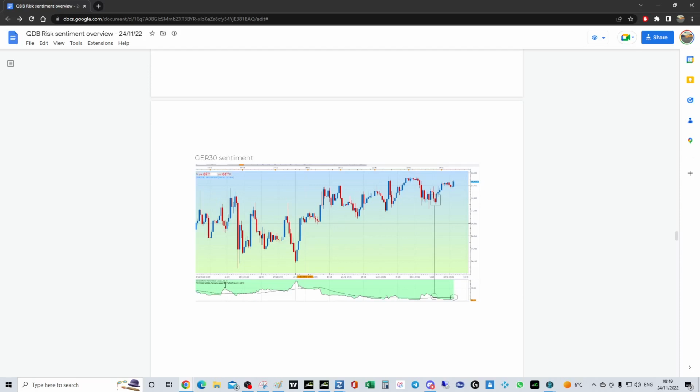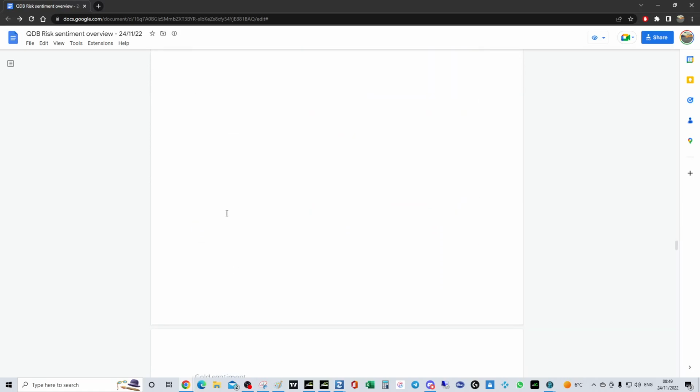See, we're 22% there. If we go below 20%, then we've hit that Pareto principle with the 80-20% ratio. So we have to be careful. We are nearing extremes, but we're not as extreme as US 30.